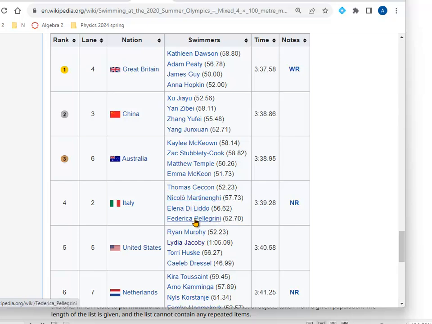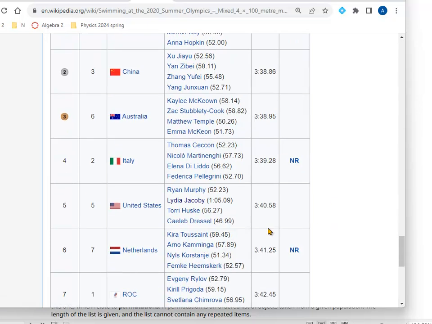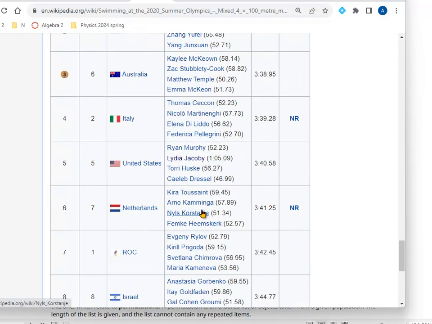Italy, I think we can look at that. Thomas, Nicolo, Elena, and Federica. That means 2 men first and then 2 women. The Americans, Ryan, Lydia, Tori, and Caleb. So they have a man, woman, woman, man. And I think we can also look at the Netherlands here. So Kira, Arno, Niels, Femke. So woman, man, man, woman. There we go.